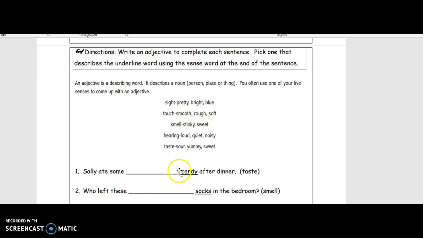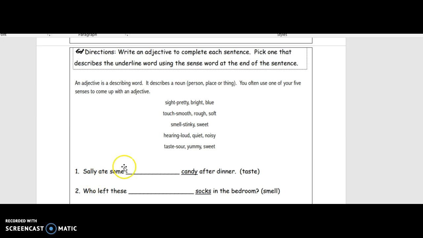We wouldn't say Sally ate some noisy candy. We could say yummy, but that's not here. So I would stick to what's here, which would be sweet, or, oh yeah, yummy is there. So you could choose yummy. So you want to make sure that you are using the right adjective to describe the underlined word. So it'll also be right here if you can't tell what you're describing. You have it underlined, and you have this parentheses here, taste. So you know the adjectives that go along with taste.